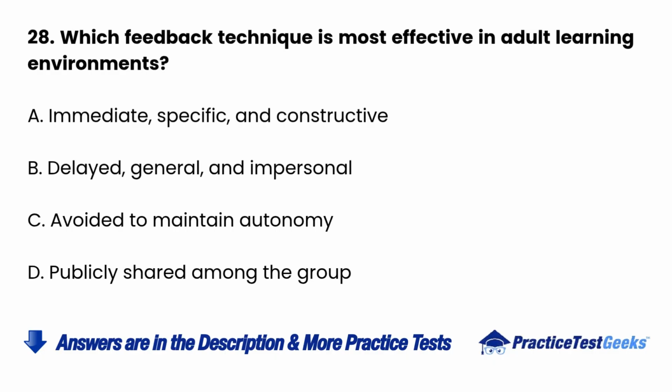28. Which feedback technique is most effective in adult learning environments? A. Immediate, specific, and constructive. B. Delayed, general, and impersonal. C. Avoided to maintain autonomy. D. Publicly shared among the group.